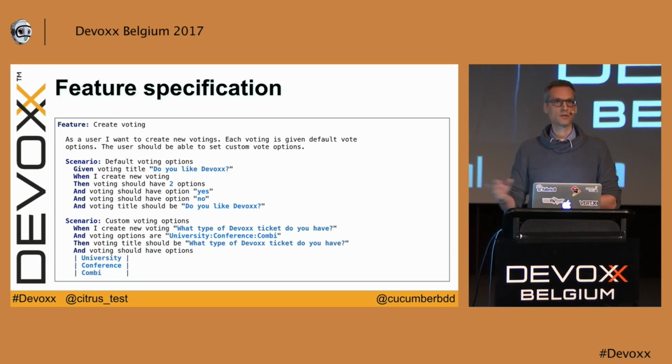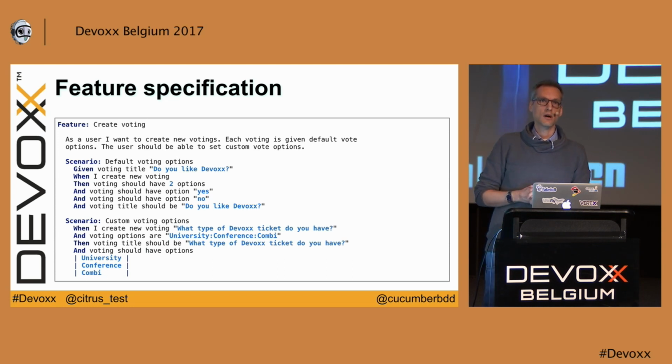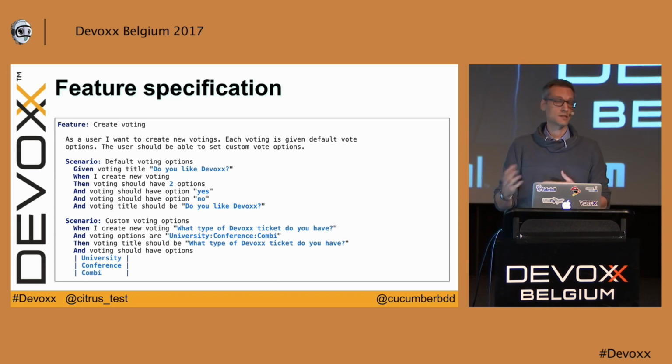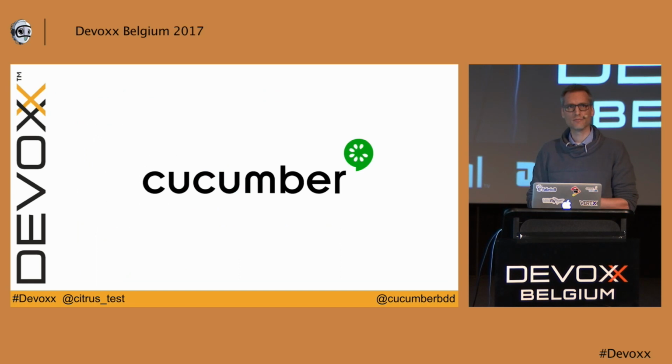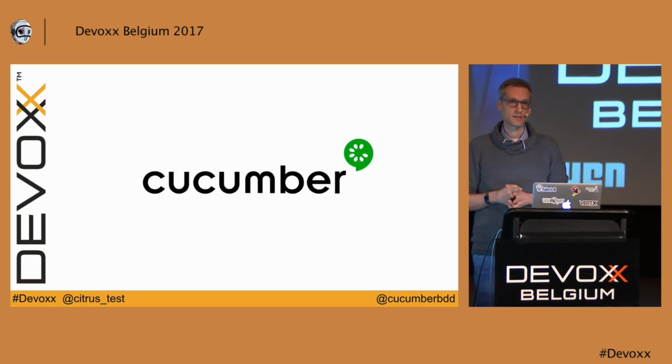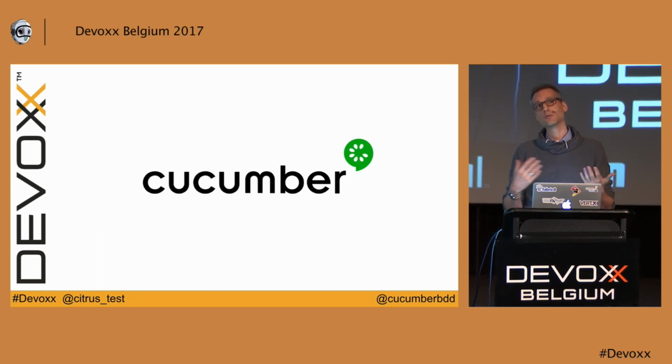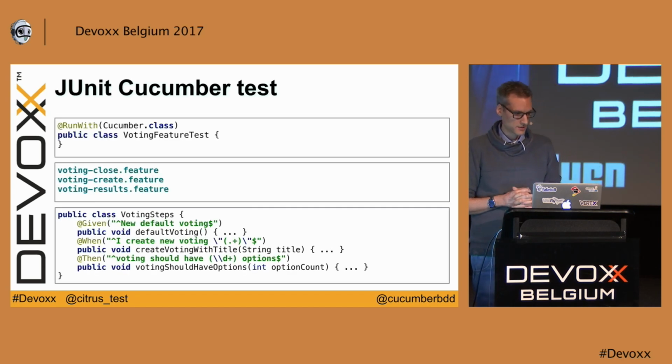So domain experts, product managers, developers, testers, everybody can read it, and everybody is able to understand what the feature is, what the scope of the feature is, what is included, what is not included. And that is the basic idea. And Cucumber as a framework can read these specification files and make them executable as unit tests. And we're going to have a look at that.